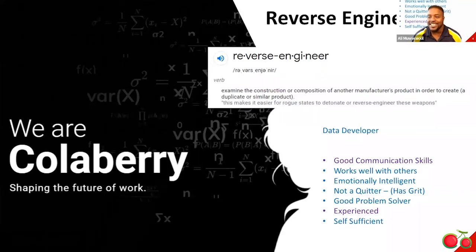So my next question is, can you reverse engineer a person? Not like a clone or anything like that, although they are cloning people, but I'm thinking more like a developer, BI developer, data analyst, whatever, you know, the range of positions that we have. The answer is yes, because that's what we do, okay? We build you, we're helping to build you into the model developer, okay?